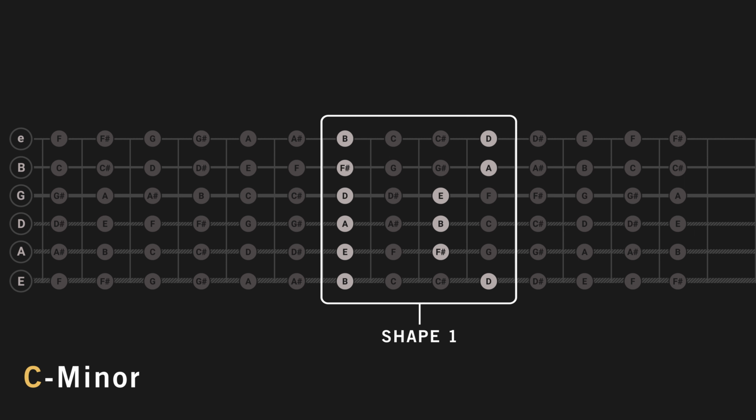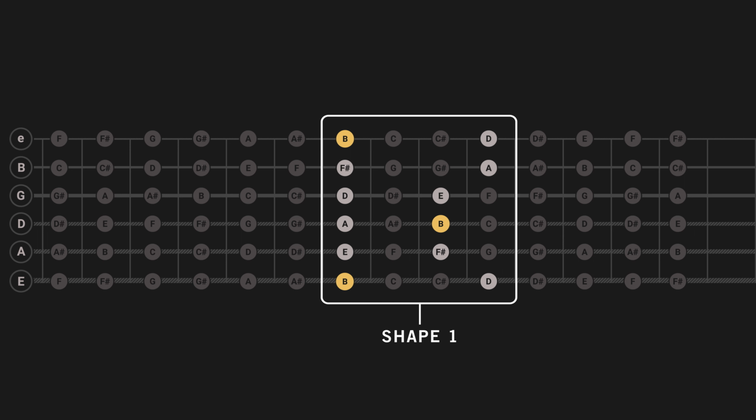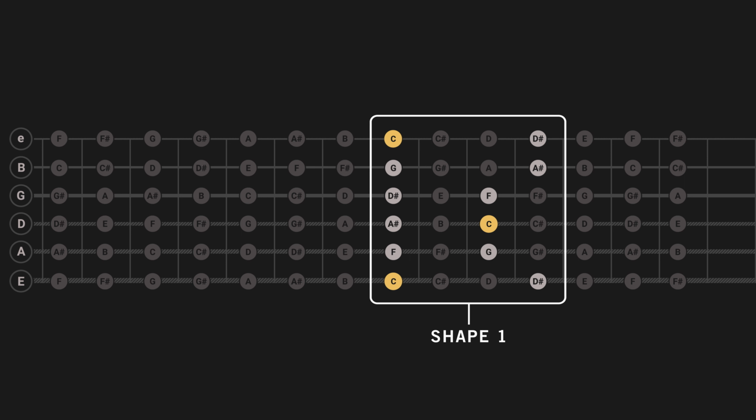But if we move it 1 half step down the fretboard, the root notes change to B, so the shape is now in B. If we move it 1 whole step further, it changes to A. We'll talk more about root notes later, but for now, you just need to remember that you can change the key of the scale by looking at where the root notes are.